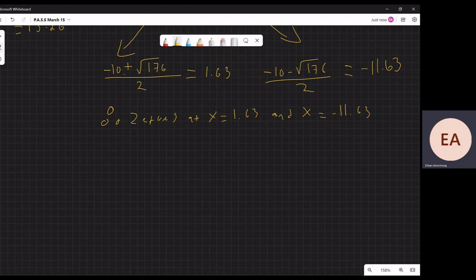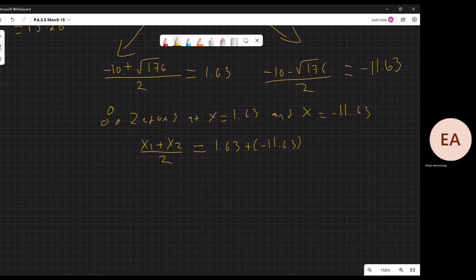Now we can do the same thing as we did previously to find the vertex. Since we have both zeros, tomorrow I plan on doing some examples where we do not have zeros and we still have to find the vertex, and we'll find that using a method called completing the square. So let's find our vertex, the x value. It would be x1 plus x2 over 2, which equals 1.63 plus -11.63 divided by 2, and that will give us a nice number of 5. Now we can sub that into our equation to find the y value.